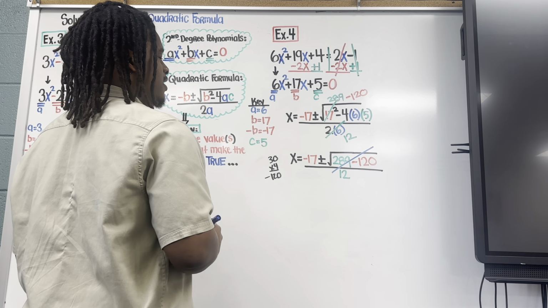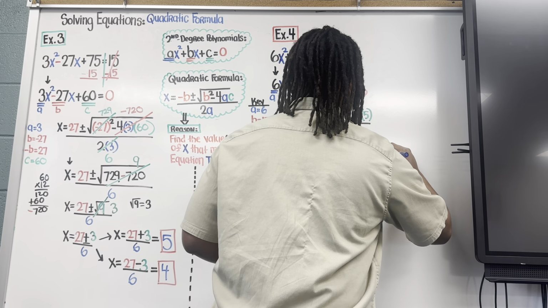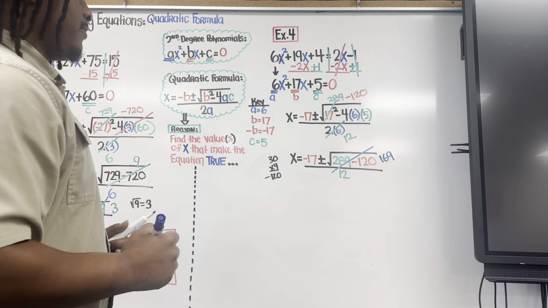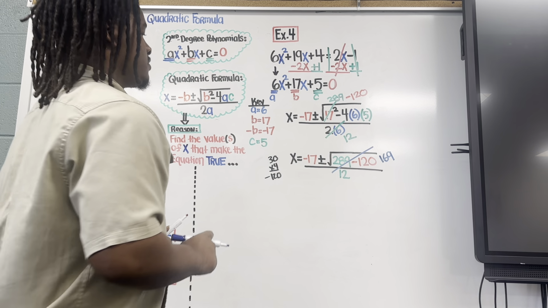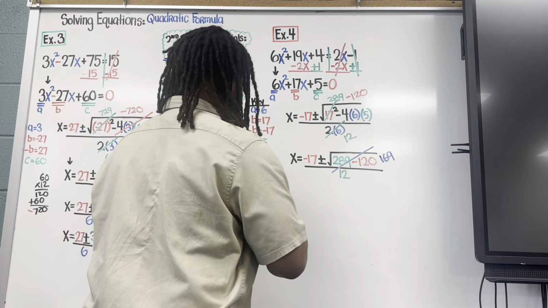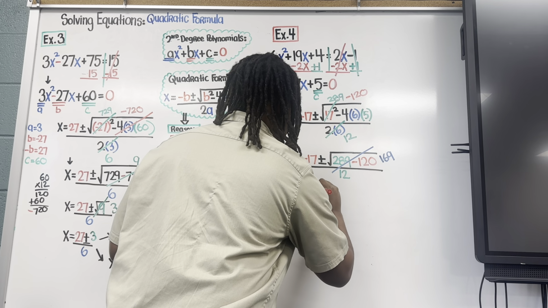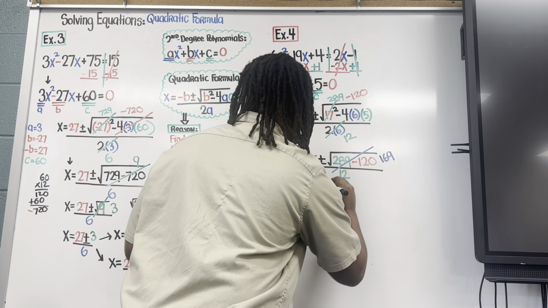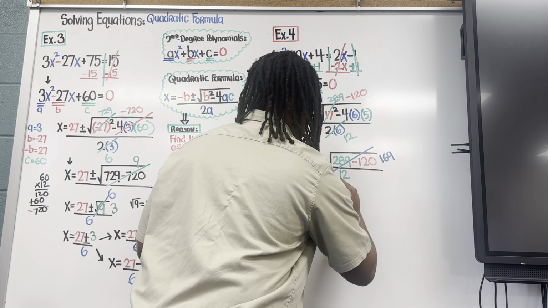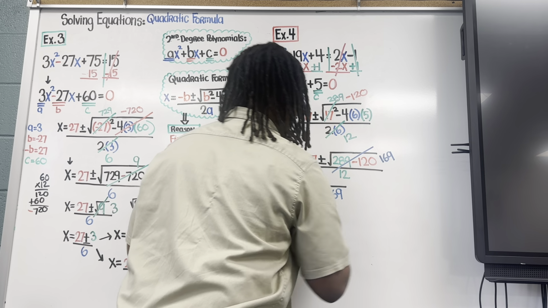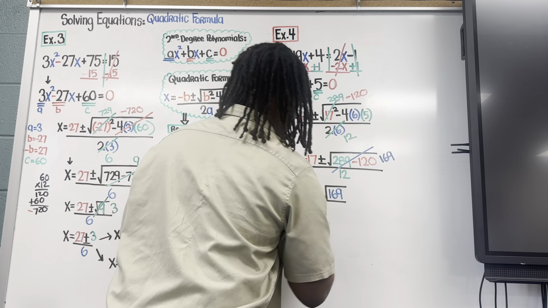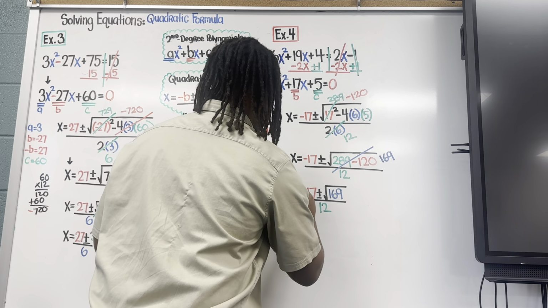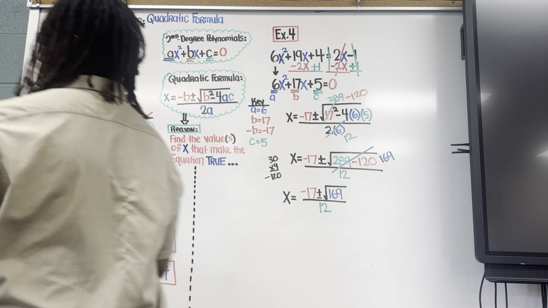289 minus 120 is 169. Okay, so I can cross that out and just leave it as 169. So now I'm going to have negative 17 plus or minus the square root of 169, all divided by 12.